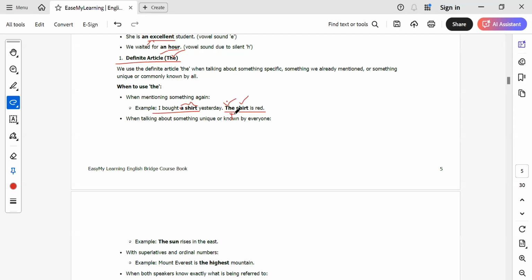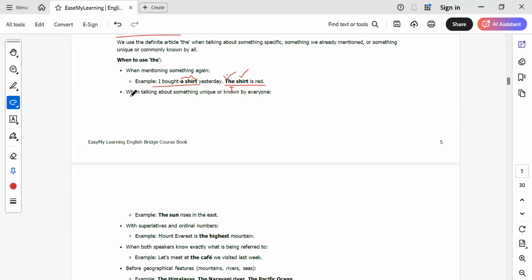But if I start with the shirt is red, suppose this sentence was not there, I bought a shirt yesterday, you would not know which shirt I'm talking about. That's why it's important to first introduce the subject and then talk about it in terms of the. Or when we are talking about something unique or which is known by everyone.